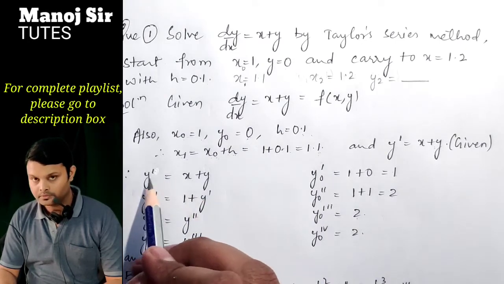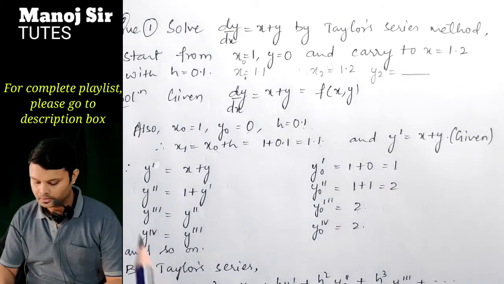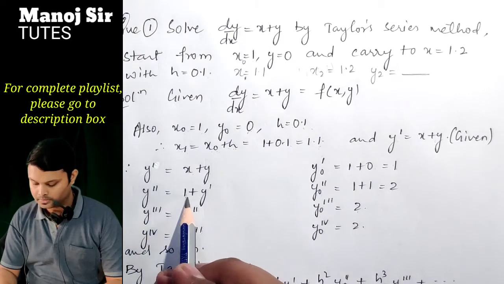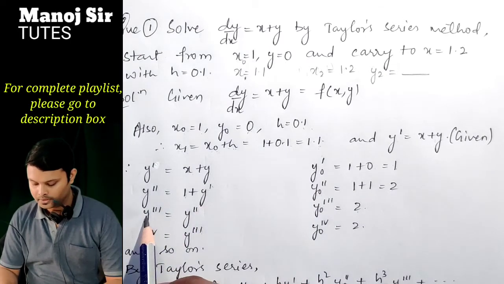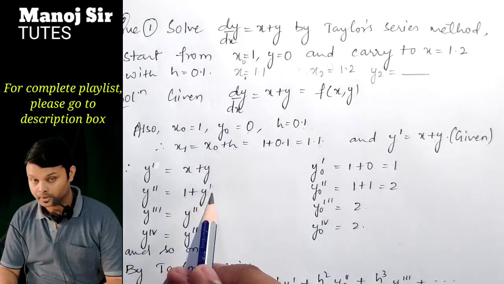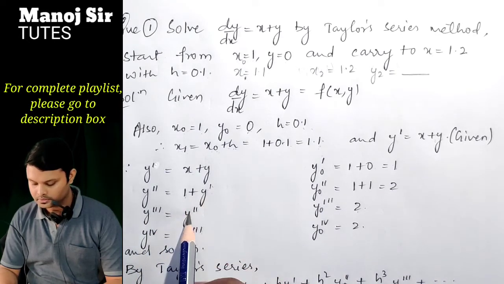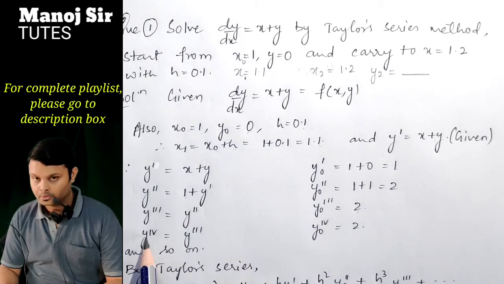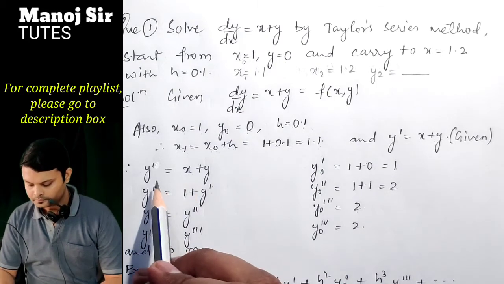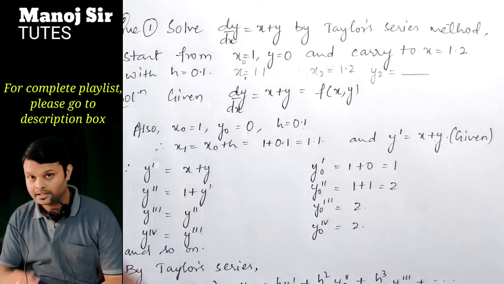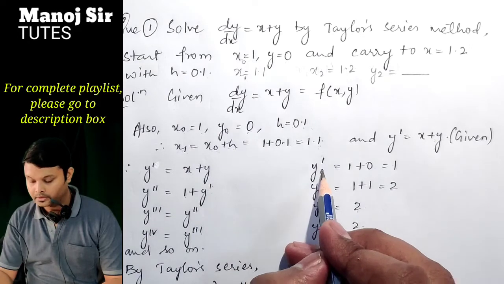On successive differentiation we'll get y double dash equals 1 plus y dash. Similarly, y triple dash, on differentiating this, you will get y double dash. If you want to find y quadruple dash, that is equal to y triple dash, and so on. Now we need to find, at the initial condition, y naught dash.